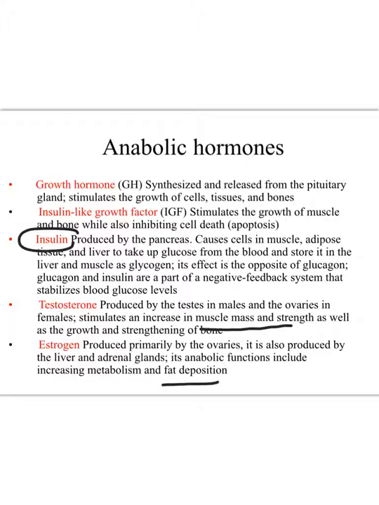Then you also, from the liver, you've got insulin-like growth factors, the IGFs. There's multiple different varieties of those. And then growth hormone, just as it sounds, is going to be a pituitary hormone that's going to stimulate growth of the musculoskeletal system. So these are the anabolic hormones.